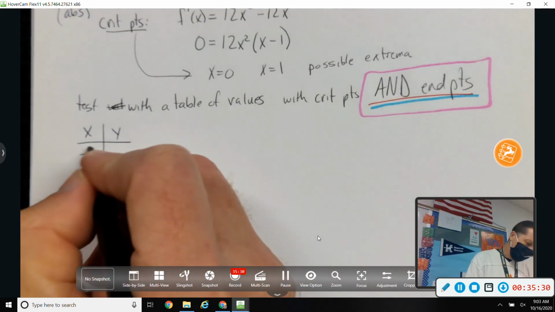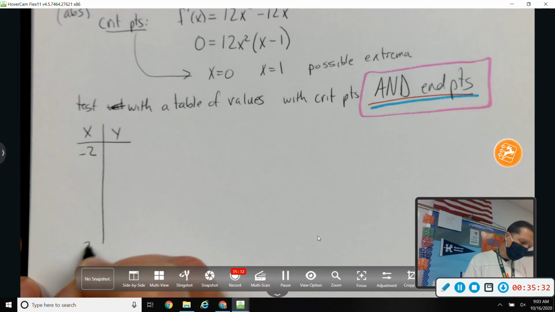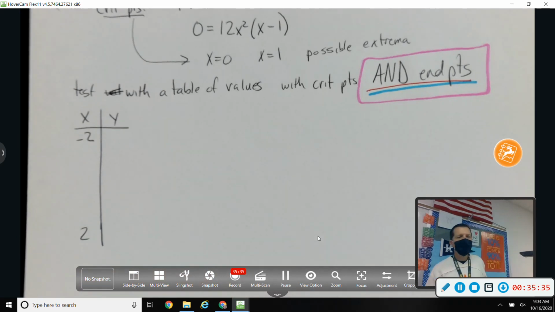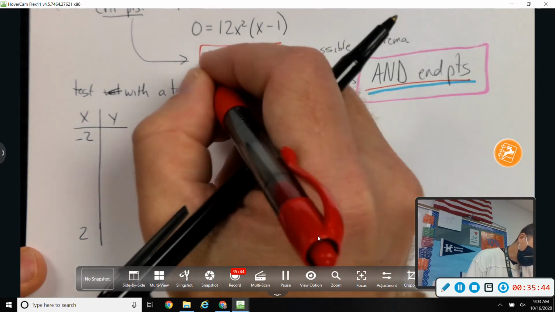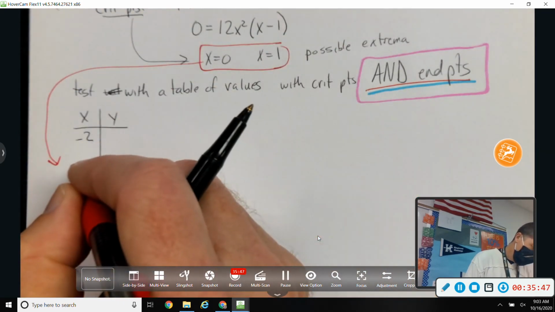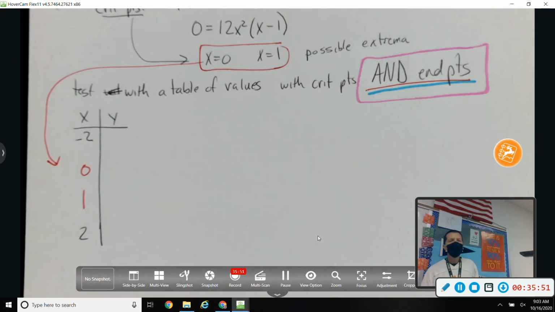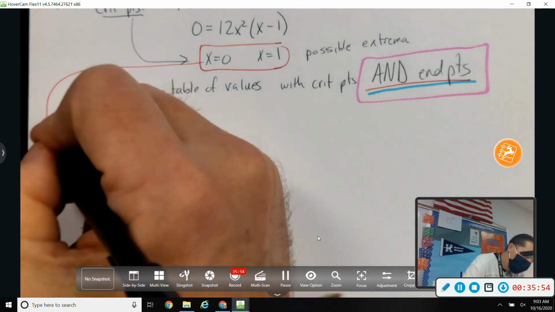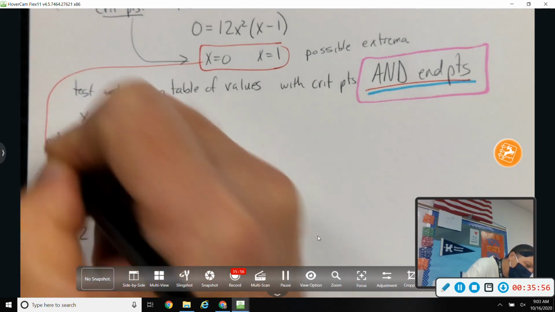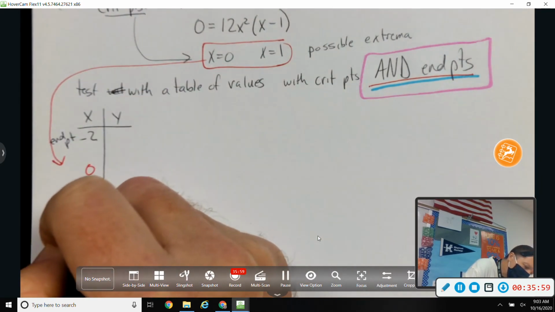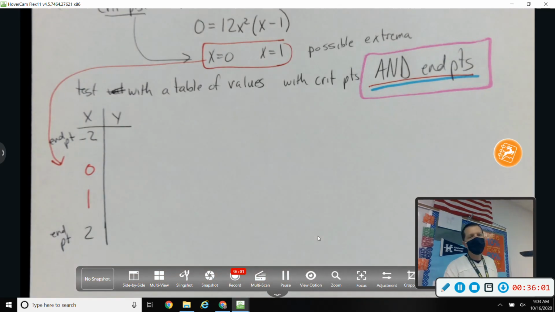So my endpoints for this one were -2 and 2. And I don't guess you have to put them on in order, but it sure makes sense to me to put them on in order. So the endpoints are -2 and 2. The two critical numbers we got were 0 and 1. So two critical numbers, two endpoints for this one. I guess you'll always have two endpoints. You could have any number of critical numbers.